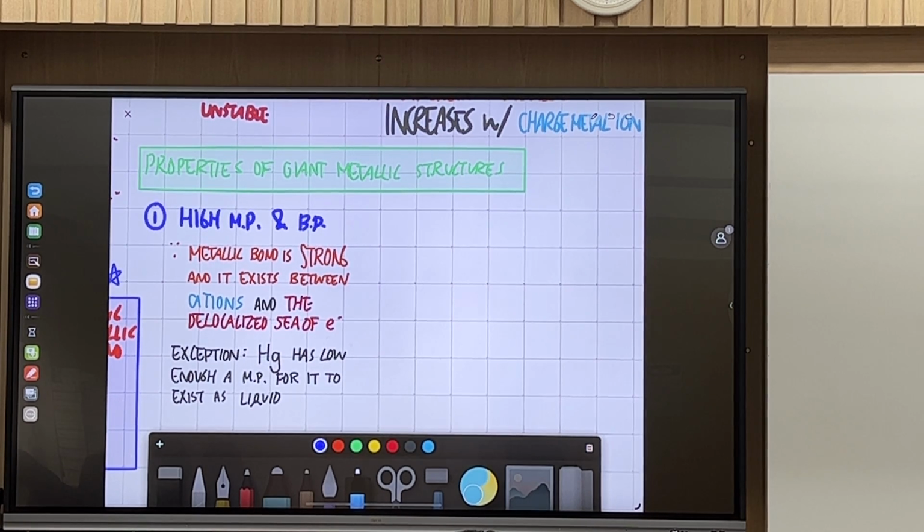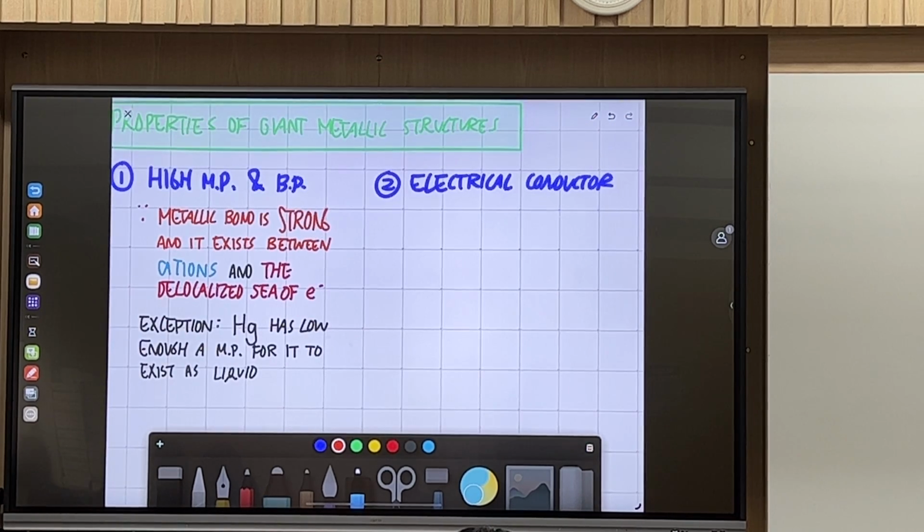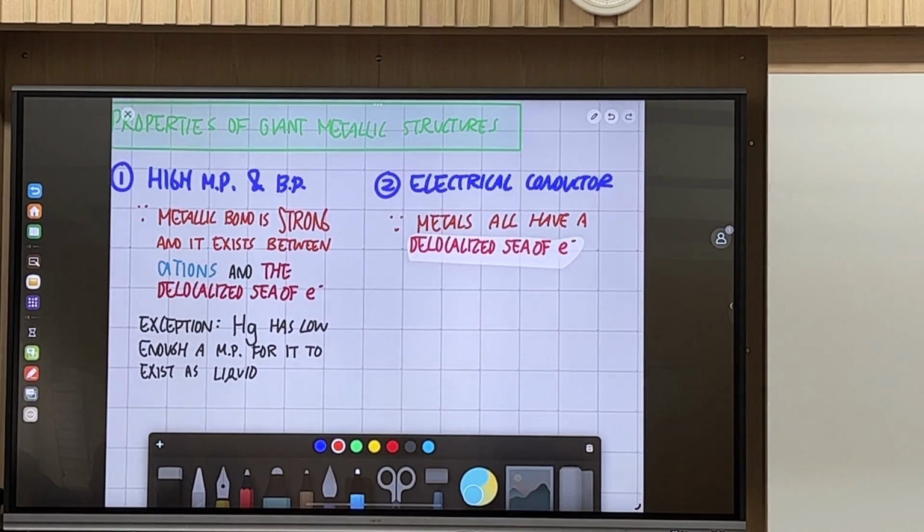Electrical conductivity. Everybody must know about this. All metals are excellent electrical conductors. Do you remember what electrical conductivity depends on? One of two things: you either need mobile ions or you need a delocalized sea of electrons. If you can provide one of these, you are a conductor. So for electrical conductivity, you can write down that this is because metals all have a delocalized sea of electrons.